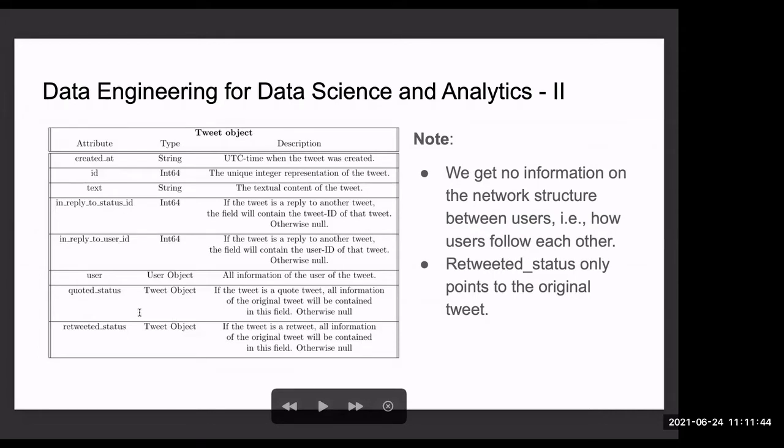So one tweet may get retweeted. User B might retweet user A, and then user C might see user B's retweet and retweet that. But we do not capture that. From this API, we can only see that user C has retweeted user A. So every retweet will point back to the original tweet. And this will be important when we're trying to formalize this problem.